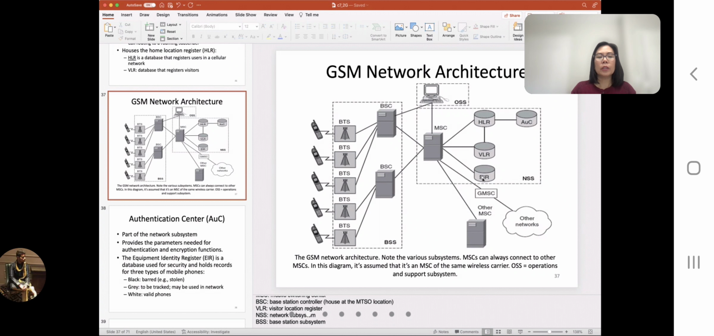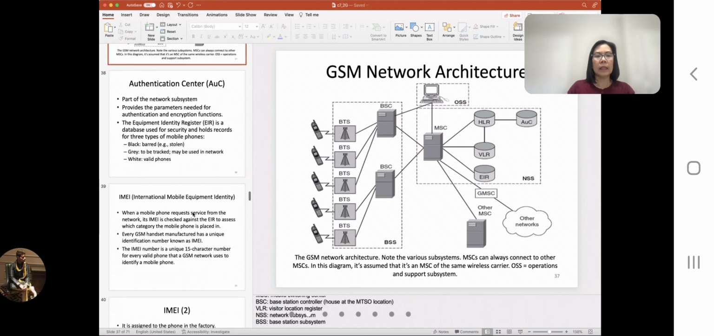And in a GSM network, there are 3 kinds of phones. One is black phones. Basically, these are phones that should be banned from the network, for example, a phone that is stolen. The second type is white. White phones are valid phones, so they can be used in the network. And the third one is gray phones. Gray phones means they are not sure about these phones. These gray phones may still be used in the network, but they will need to do more investigation to determine whether it's black or white. So that is the equipment identity register.